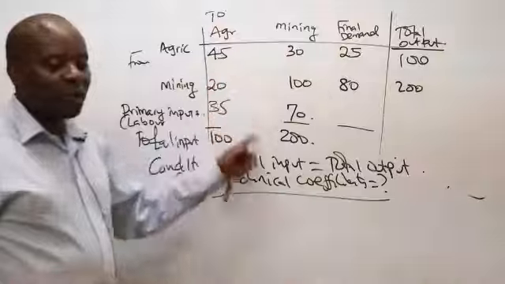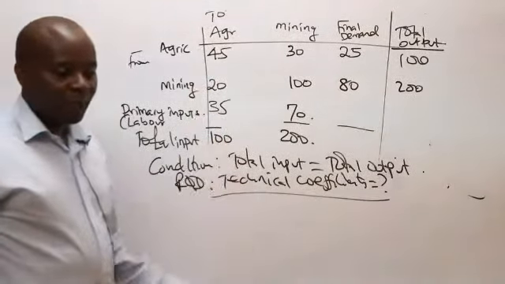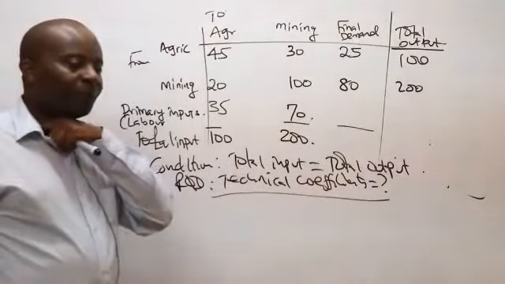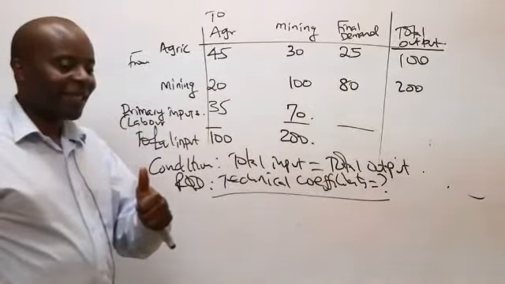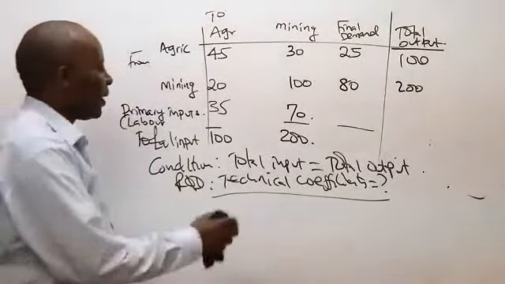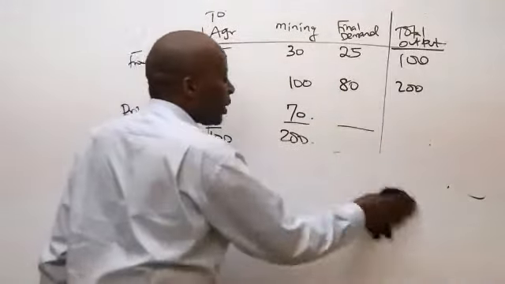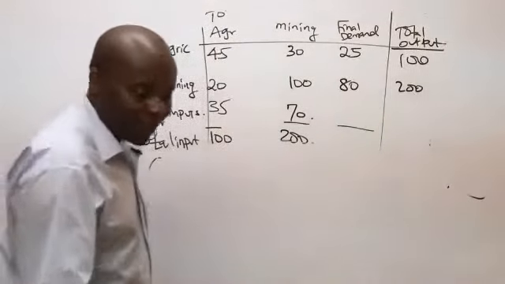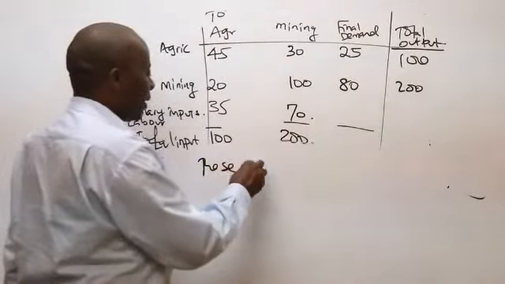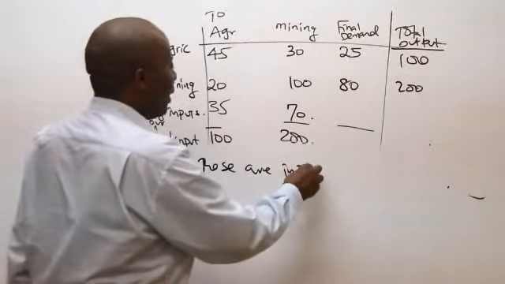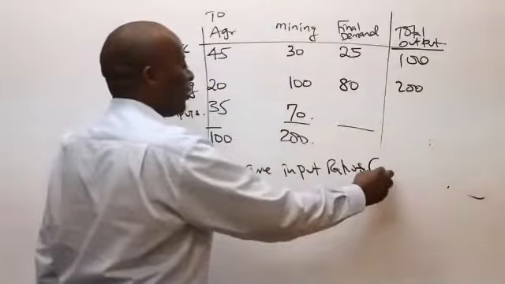Have you written up to here, my friends? Yes, thank you very much. So technical coefficients are basically the input ratios. So write down that these are the input ratios. We normally call them A.